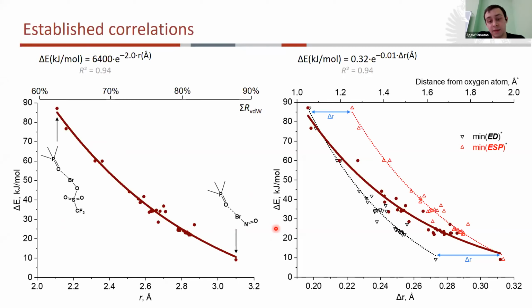It turns out that the dependence of delta E on delta R has the same character. The strength of the complexes decreases with increasing distance between the ED and ESP minima. This graph also shows the dependencies of the positions of the minima of electron density and electrostatic potential from the oxygen atom for corresponding complexes. As can be seen, when the strength of the complexes decreases, the positions of the minima move farther away from the oxygen atom, and their distance from each other increases.